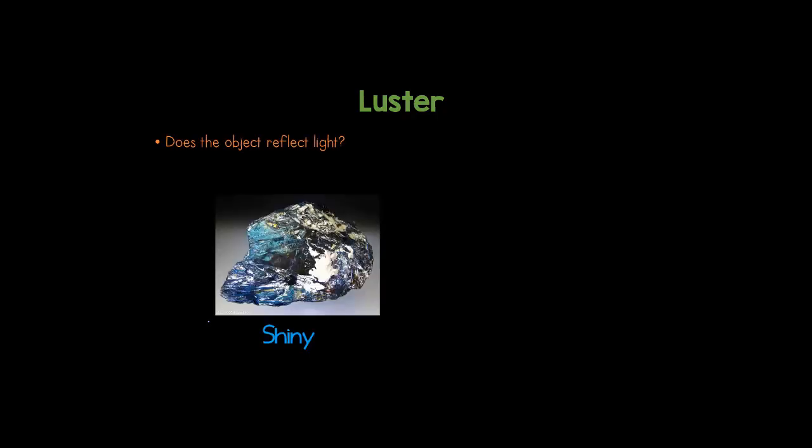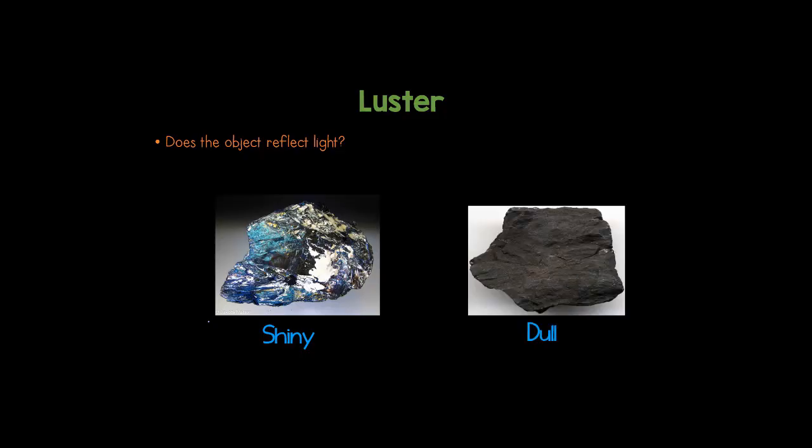We can also describe a substance by its luster. Luster means how well the object reflects light. A material that reflects a lot of light will be called shiny, and it's going to look really bright or maybe sparkly. A material that does not reflect a lot of light will be called dull. So your describing words for luster will be shiny or dull.